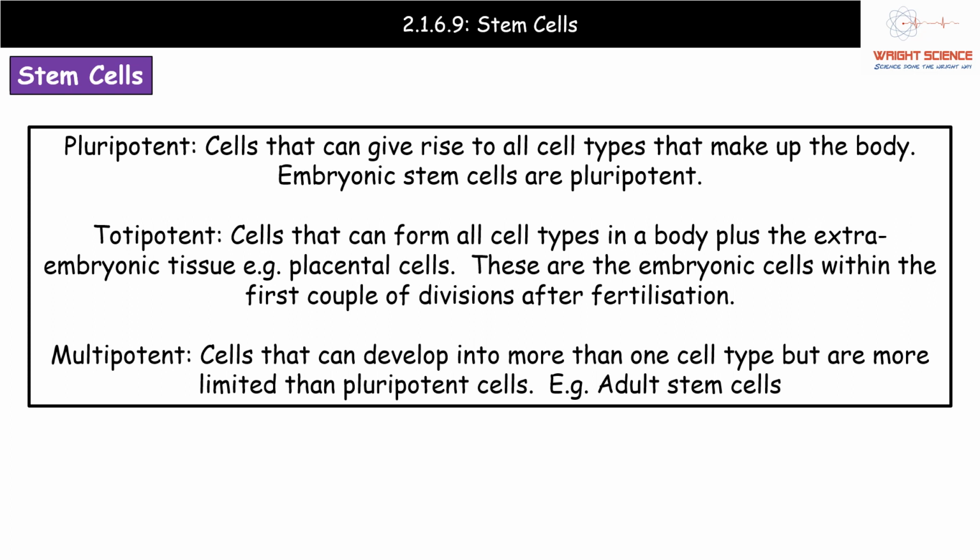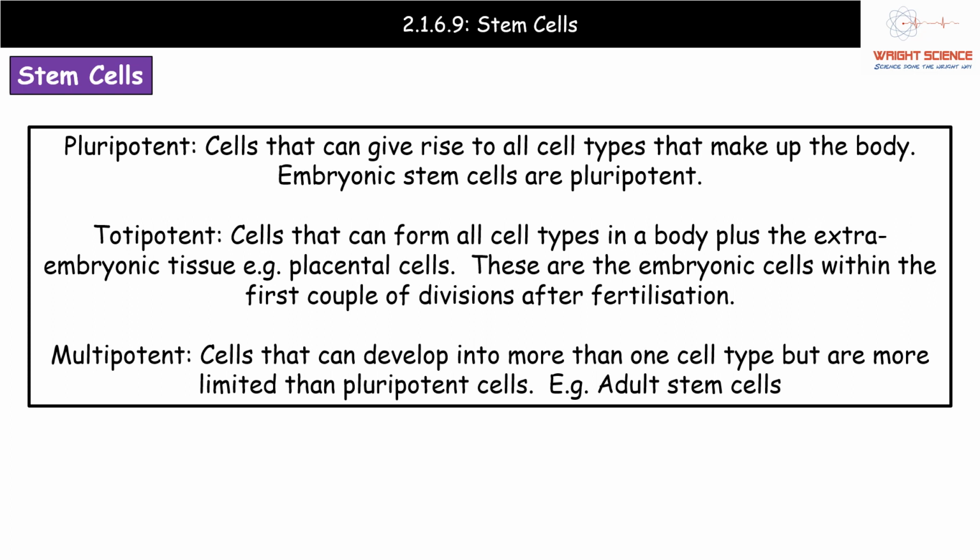The first one is pluripotent. If we're talking about a cell that is pluripotent, it can give rise to all cell types that make up the body. So our embryonic stem cells are pluripotent. They could become any cell type in the body.